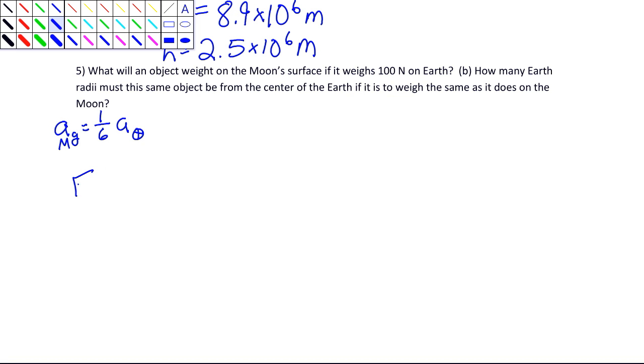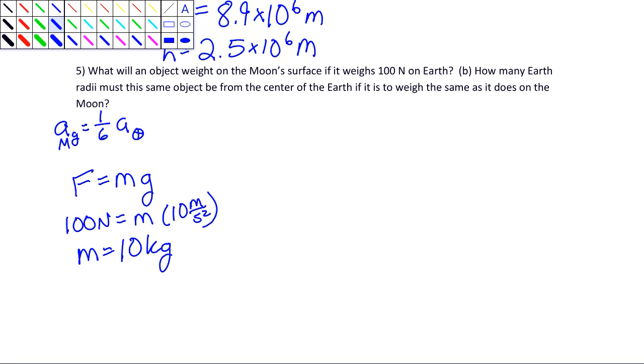F equals mg, and I know that 100 newtons equals m times 10 meters per second squared, my acceleration on the surface of the Earth. So m here is equal to 10 kilograms. That's my actual mass. If it weighs 100 newtons on the surface of the Earth, then it has a mass of 10 kilograms. Now I want to know its weight on the moon's surface.